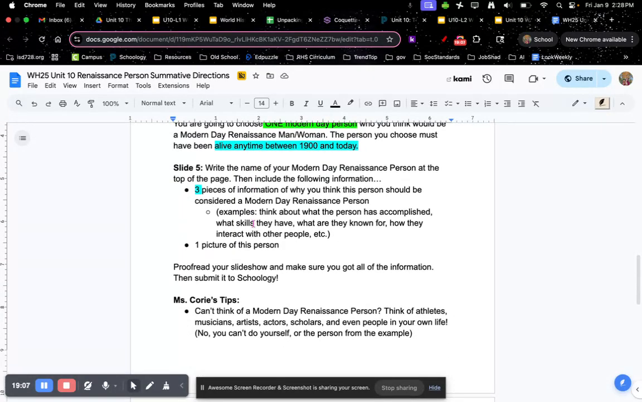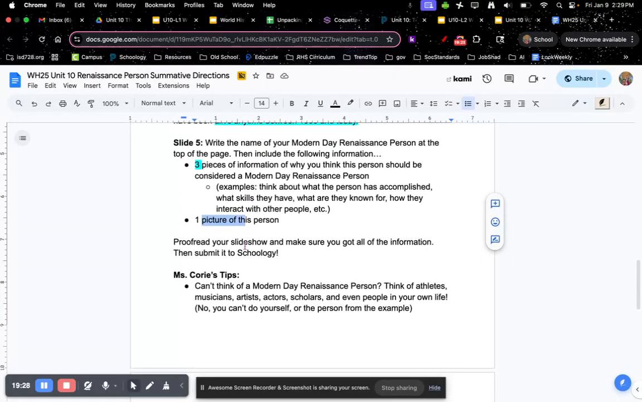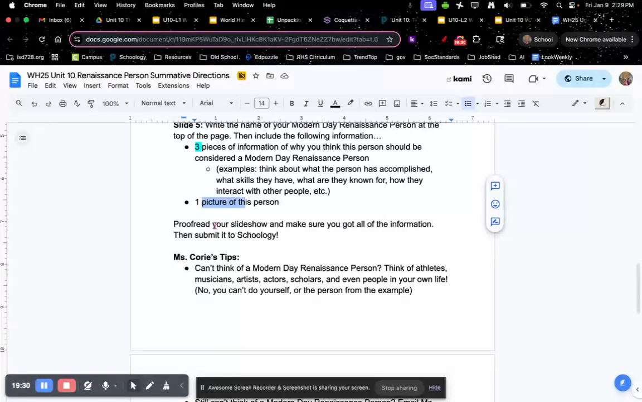And then with slide number 5, you are going to write the name of your modern day Renaissance person at the top of the page, and then include the following information. 3 pieces of information of why you think this person should be considered a modern day Renaissance person. So for example, think of what the person has accomplished, what skills they have, what are they known for, how they interact with other people, and also make sure you put a picture of the person. Then you're going to proofread your slideshow. Make sure you got all the information and then submit it to Schoology.